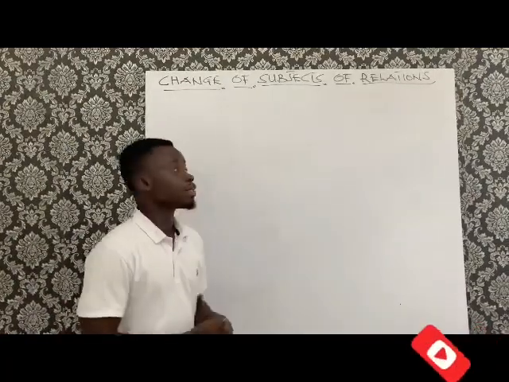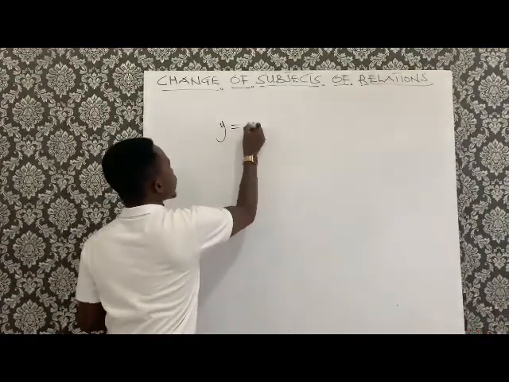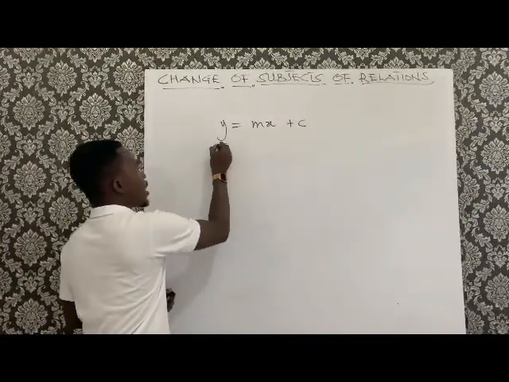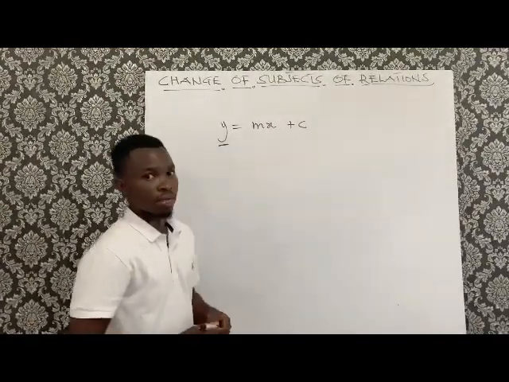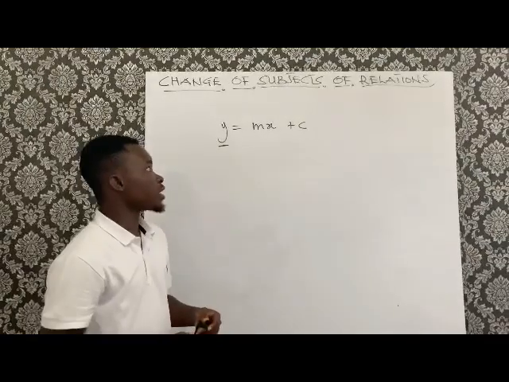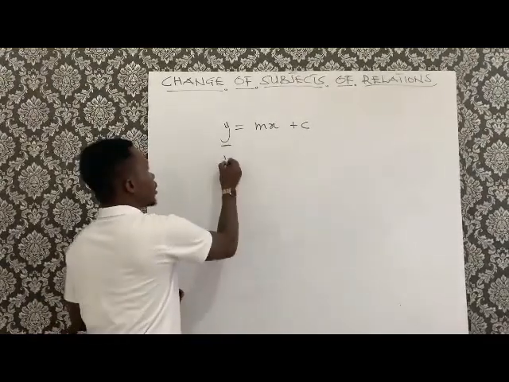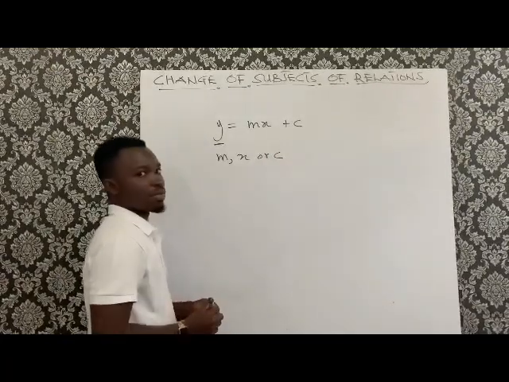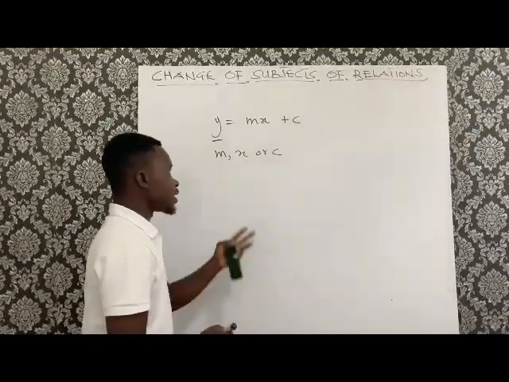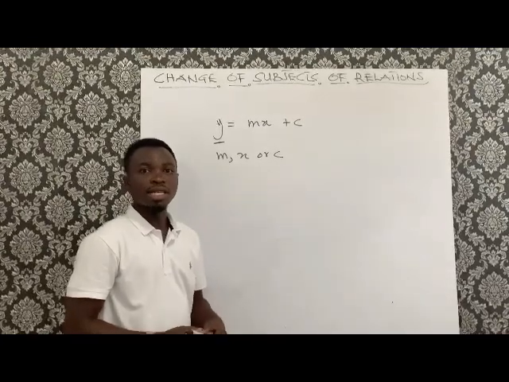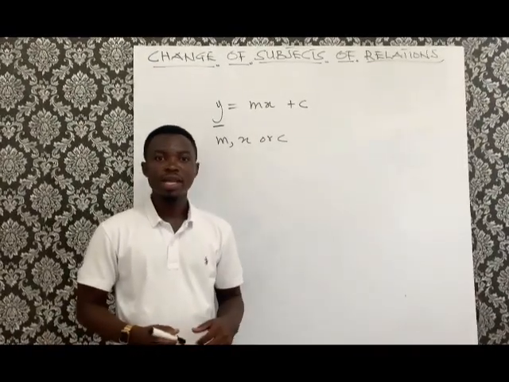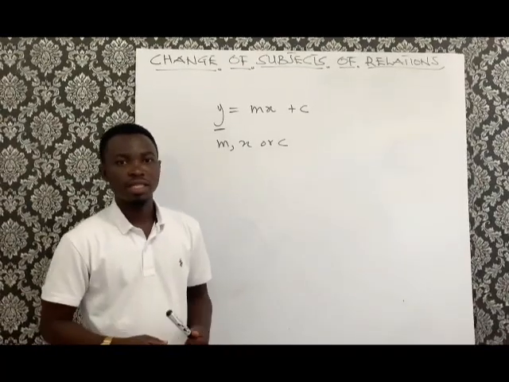In a relation y equals mx plus c, y is said to be the subject of this relation. We can also rearrange so that a different letter, m, x, or c becomes the subject of the relation. The process is what is termed changing the subject of the relation. Now let's look at the process to make a letter become the subject of a relation.